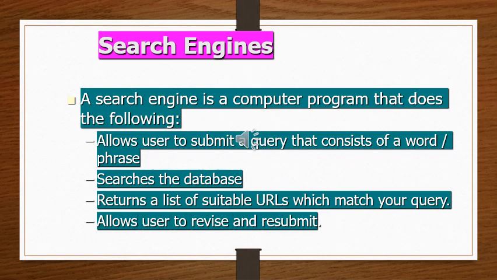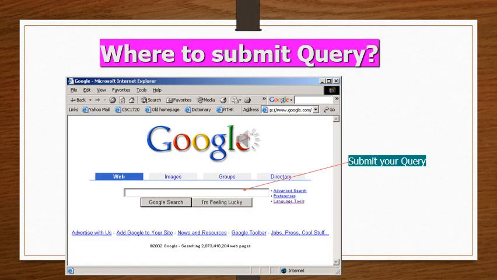Next, after the web directory, we have the search engines. A search engine is a computer program that does the following: allows users to submit a query that consists of a word or a phrase, it searches the database, and it returns a list of suitable URLs which match your query, which allows the user to revise and submit. Just like you see, this is a place where you submit the query.